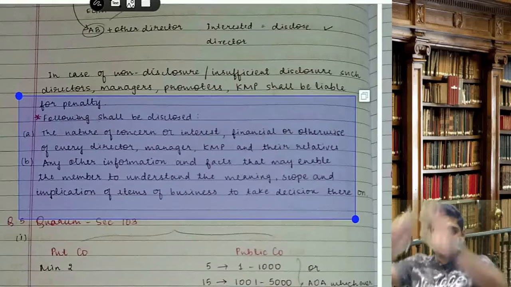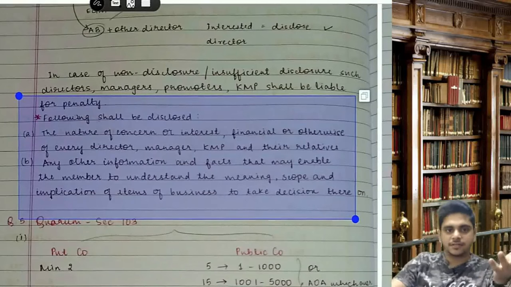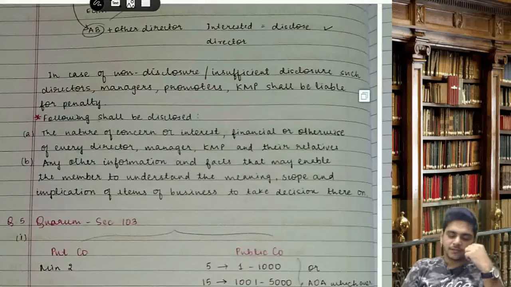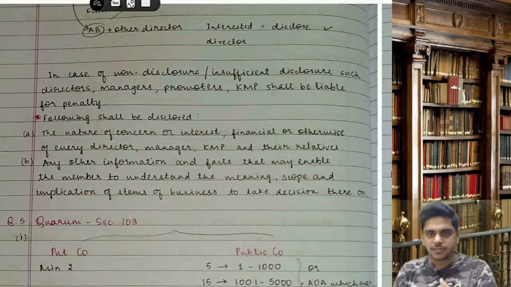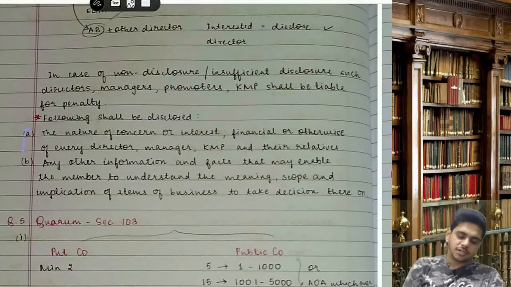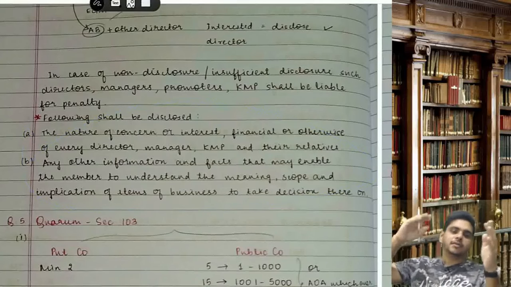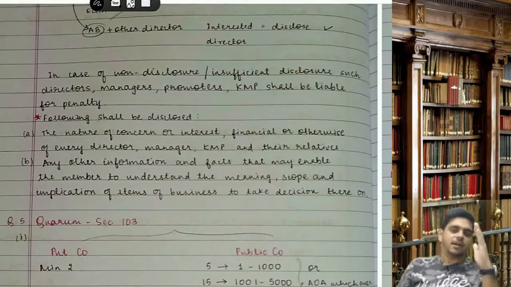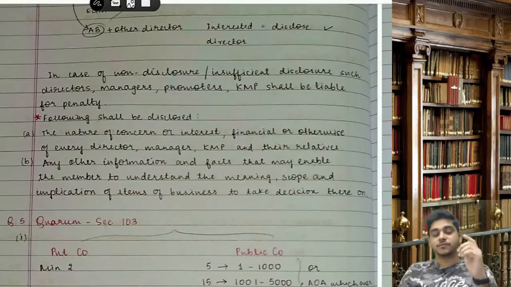Following shall be disclosed in the notice. The nature of concern or interest, financial or otherwise, of every director, KMP, manager and their relatives, or any other information or facts that may enable the member to understand the meaning, scope and implication of the items of business to take a decision thereon. Where should it be disclosed when a director is interested? In the explanatory statement attached to the notice of EGM, because with every notice of EGM, an explanatory statement goes. In the explanatory statement, you have to give every disclosure. This is section 102.